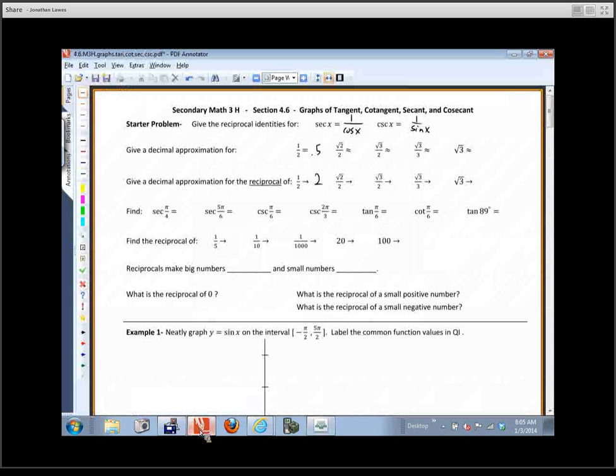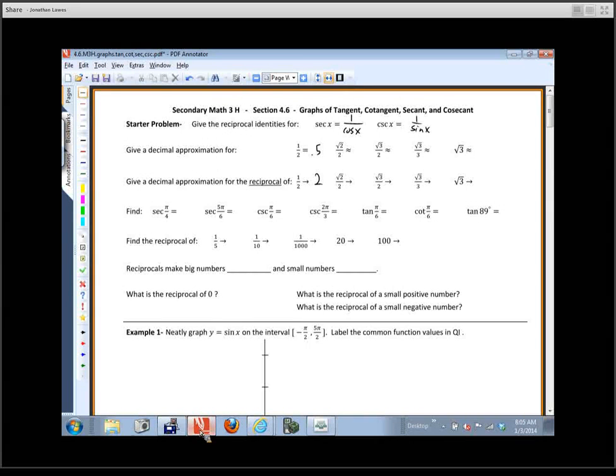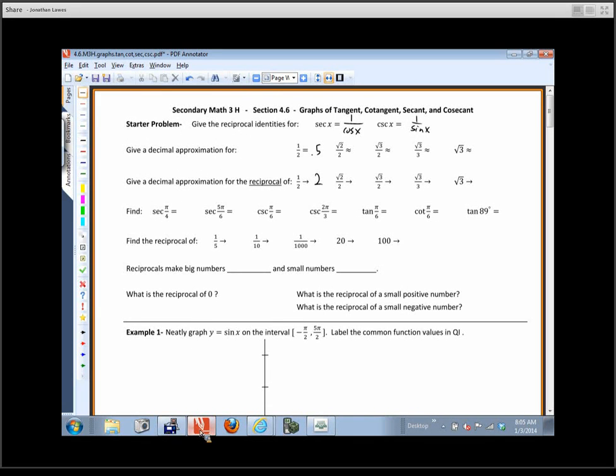Okay, so some of these might require a little bit of thought and thinking about the unit circle or something like that. But let's take a look at this one right here. Just a decimal approximation for this. This is about 1.4 divided by 2. So this should be about 0.7. Is that what you got?